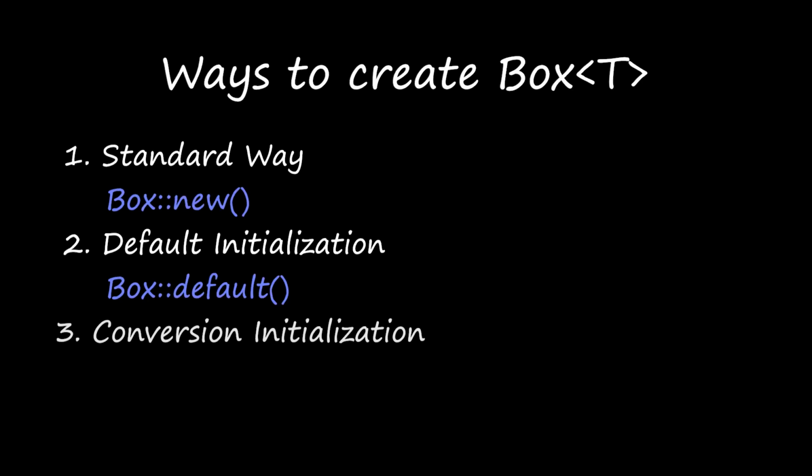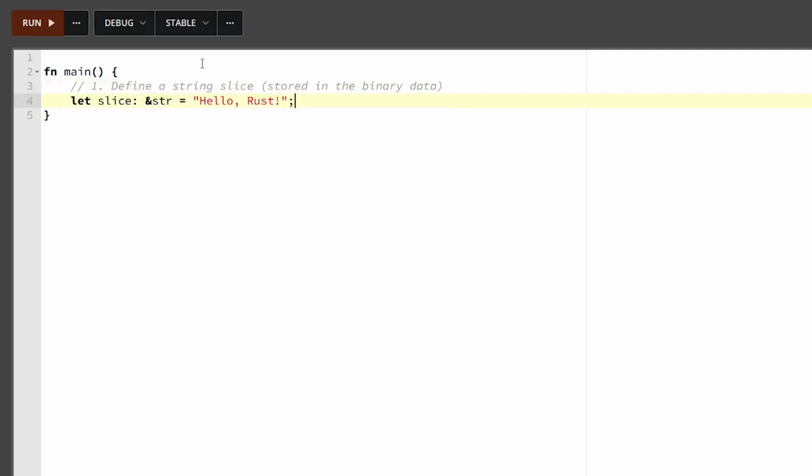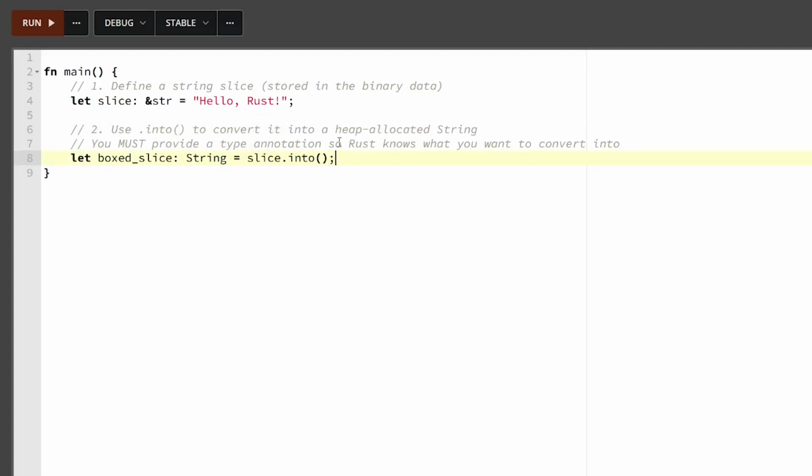The next way of creating a Box is by using the into method. Let's say we have a variable called slice, which stores a string literal. Now we can box it using the into method. This creates a Box for the string slice, which basically copies the string characters into a new chunk of heap memory.